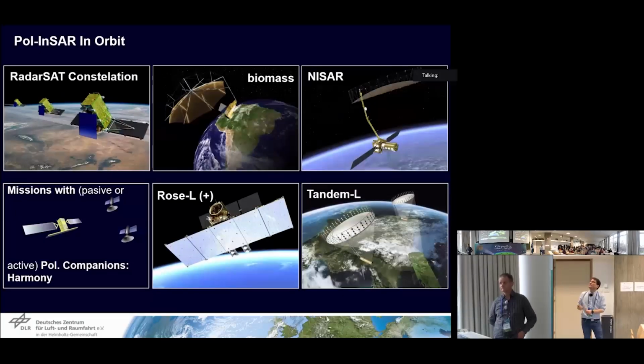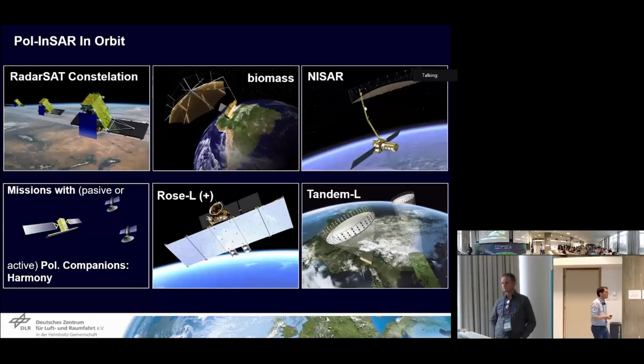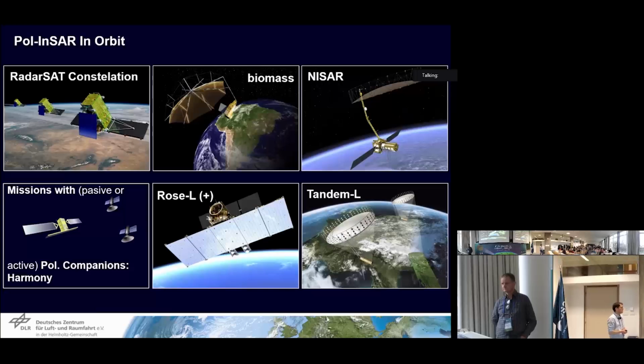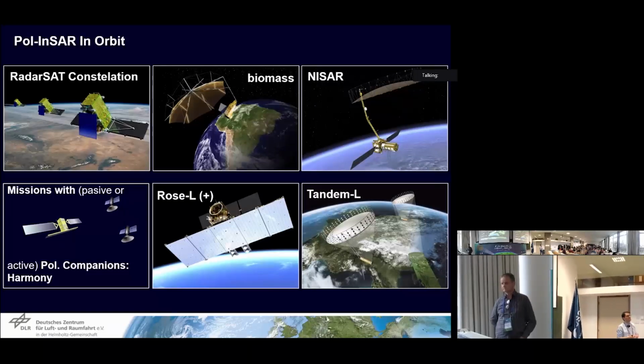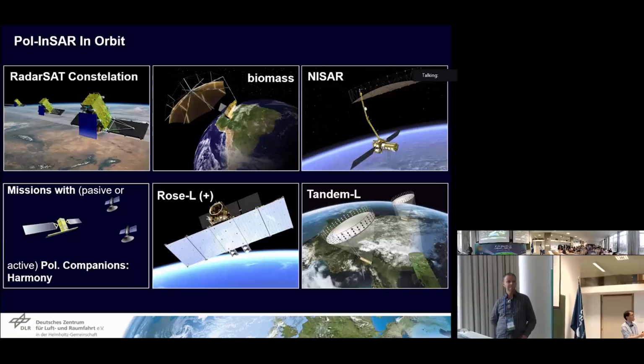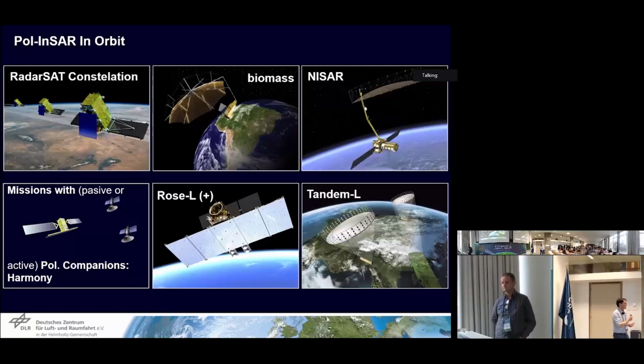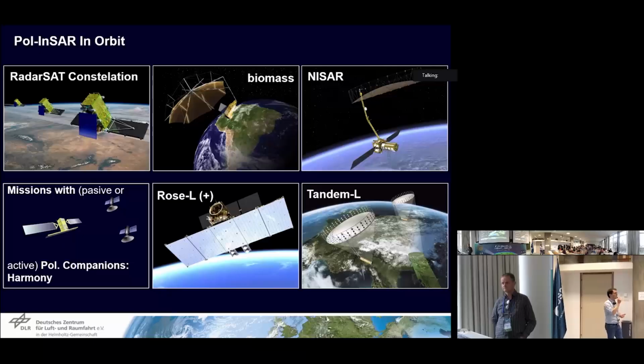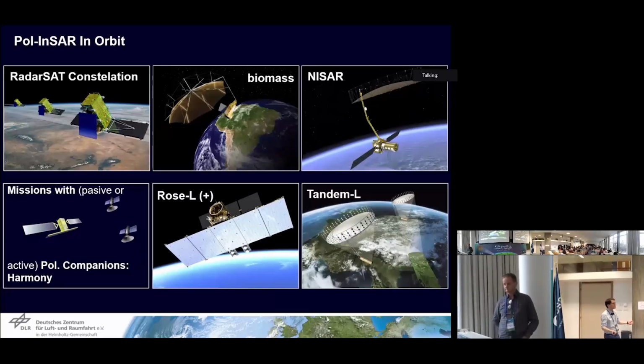Of course, a game changer is BIOMASS. BIOMASS is the only mission today that provides you systematic polarimetric, interferometric, and tomographic data. And in principle, all the techniques that you have seen this week, you can apply one-to-one to BIOMASS data. And BIOMASS data are free, so the only thing for you to do is to download and use them.